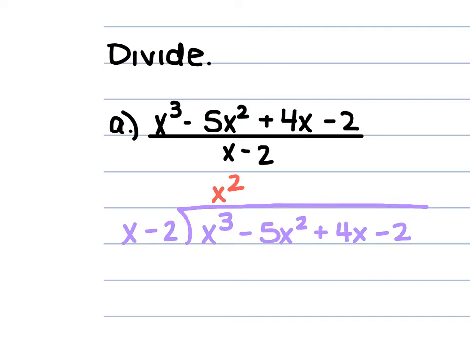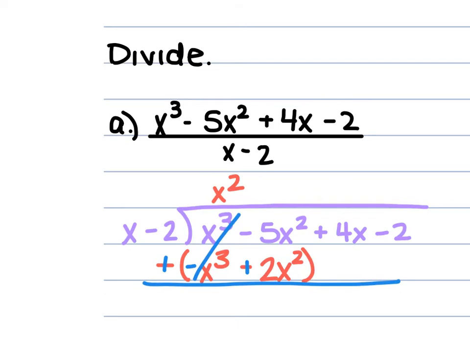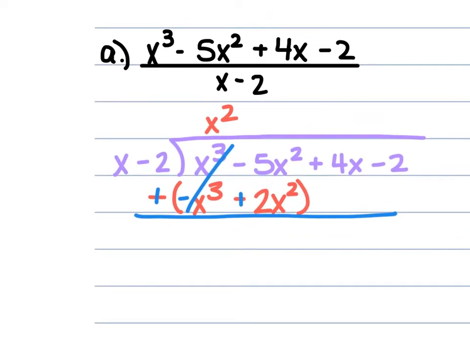So x squared times x gives us x cubed. Then x squared times negative 2 is negative 2x squared. From here, we're going to subtract each of these, which remember is the same thing as adding the opposites. So our first term on both should cancel out. And then we have the negative 5x squared plus 2x squared, which is going to give us a negative 3x squared. We're going to bring down that 4x, which is positive.